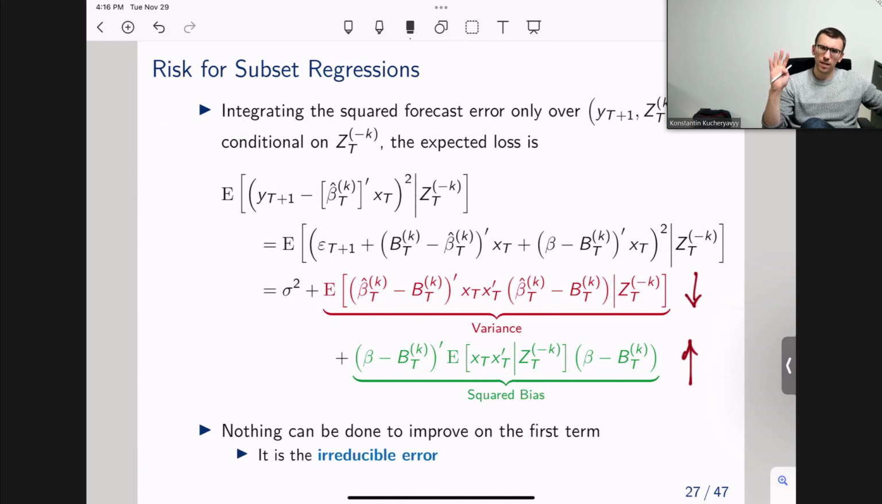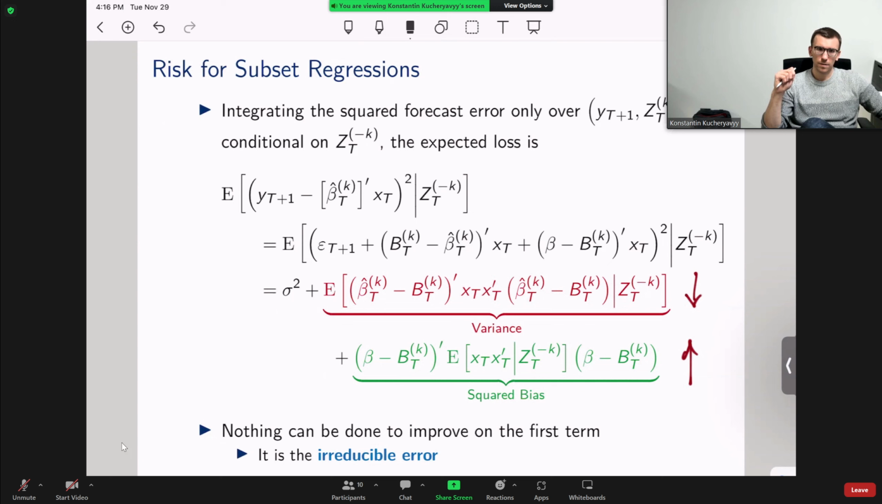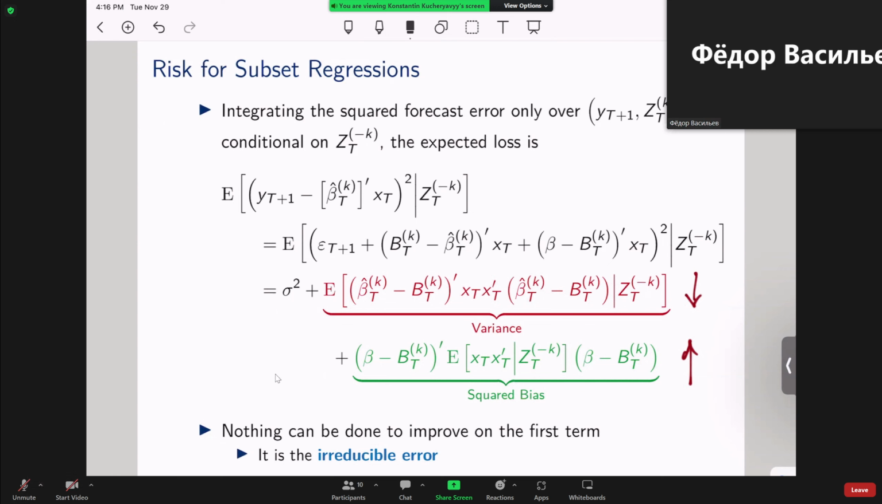Has anybody seen Lasso or Ridge? Well, I heard about it somewhere, but I don't remember what it is.